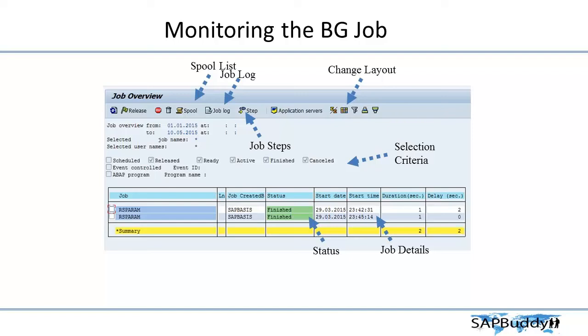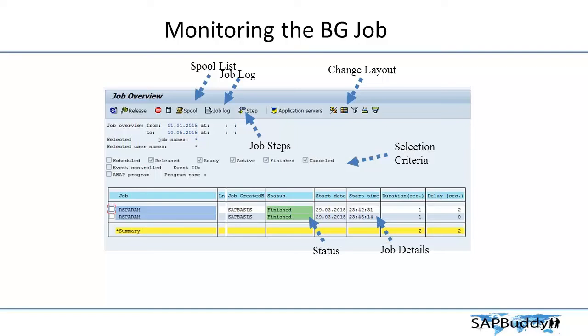We have different statuses: scheduled, released, ready, active, finished, and cancelled. This is the status of the job. We can also select event-controlled jobs, meaning event-triggered jobs, or ABAP programs in SM37. That is the selection criteria. We will see how we can select in the system later.